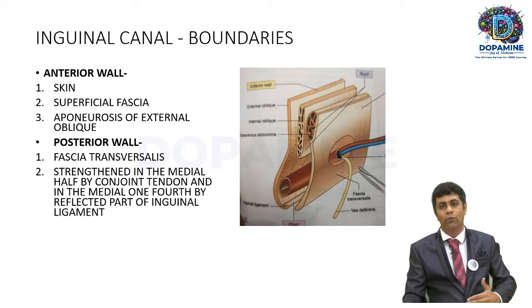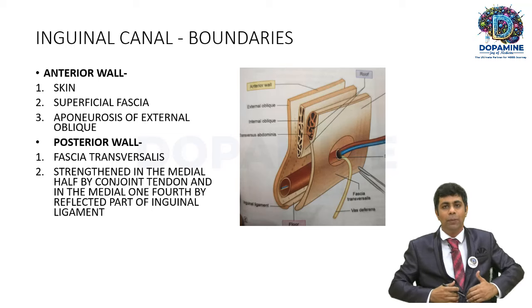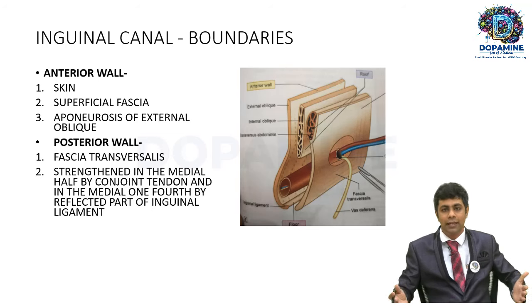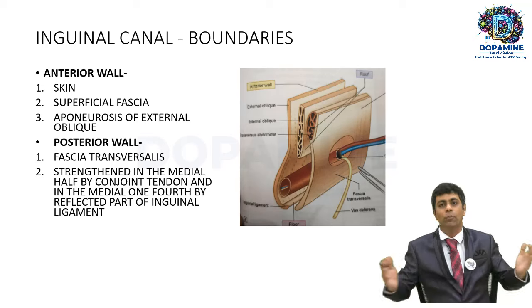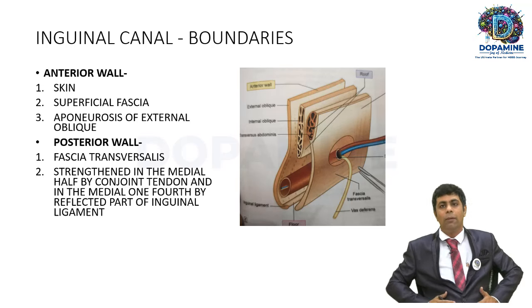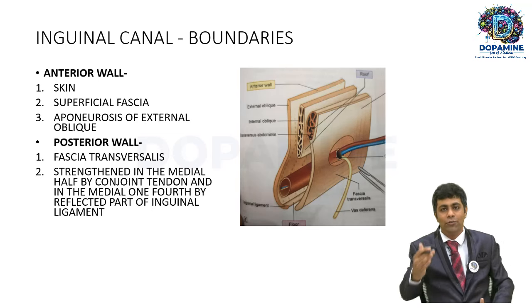The anterior wall, right? When you are dissecting the abdomen, you would have opened the skin, and as you open the skin, you would have come across the superficial fascia. And as you reflected the superficial fascia, the fatty layer, the membranous layer, you would have come across a muscle called the external oblique muscle. Okay, so that forms the anterior wall of the inguinal canal.